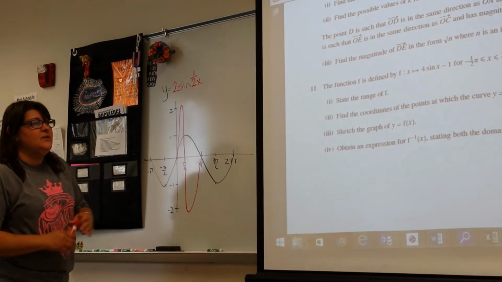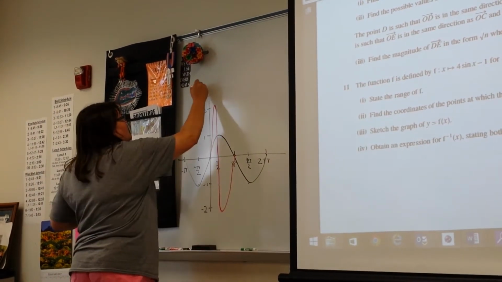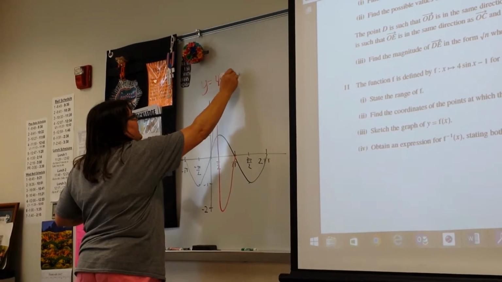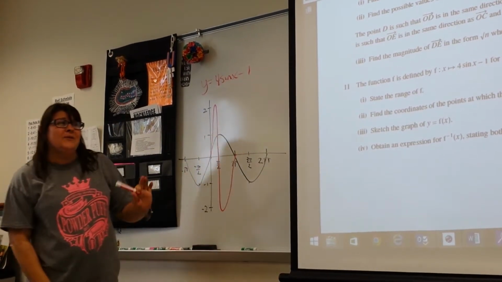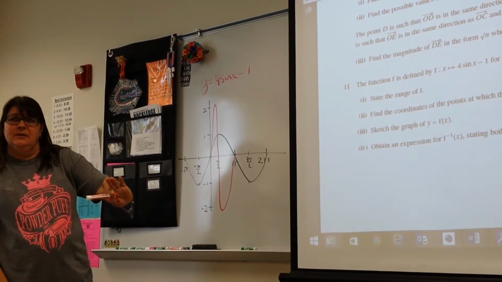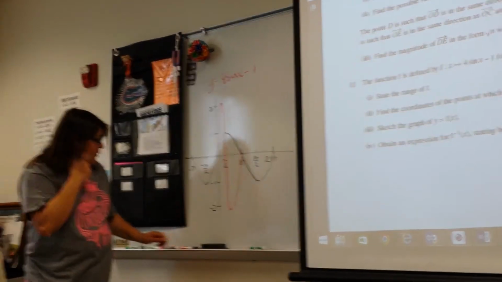Now, the question here says it wants me to graph y equals 4 sine x minus 1. And it wants me to graph it from -pi/2 to pi/2. We'll get to that in a minute. Let's just do the normal for a minute, okay? So it wants me to do that.